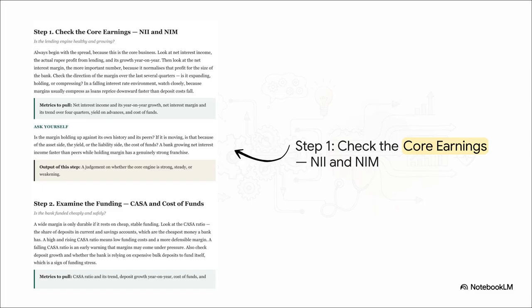This means we are looking strictly at NII and NIM. The professional checklist demands that you always begin with a spread. Why? Because this is the core business. We're going to isolate exactly how that core business generates its profit, which, by the way, is the best way to stop yourself from being fooled by flattering headline numbers.